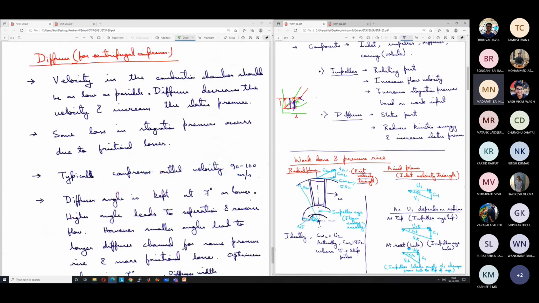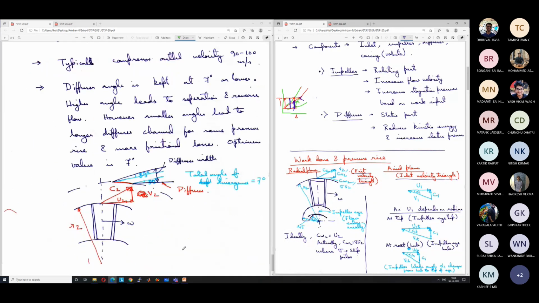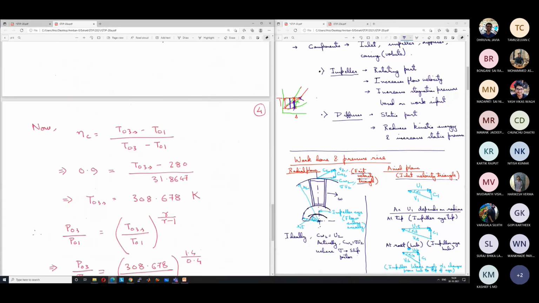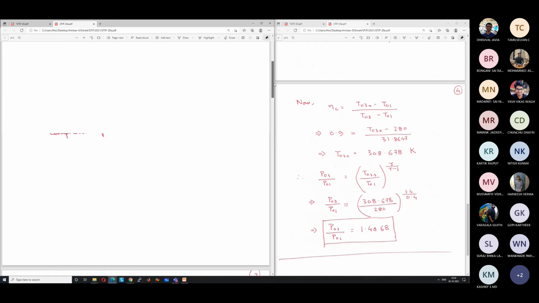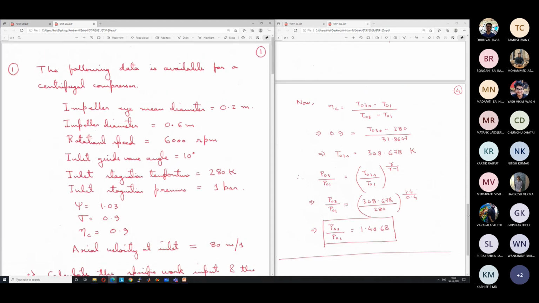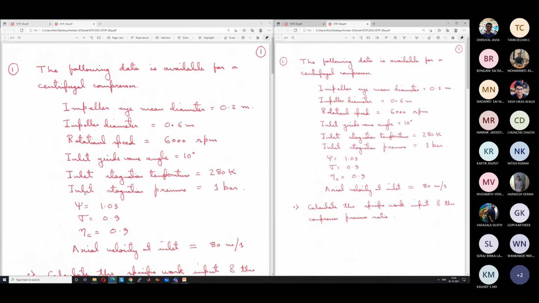clear? Yes, sir. Okay. So let us quickly browse through this problem. Try to finish it in 10 minutes, and then you can try it in more depth later on. The following data is available for a centrifugal compressor. This is based on whatever we have discussed today. We will apply that numerically to get a feel of a numerical problem, because we have just gone through theory. This was not part of the original note, so I have added it as an extra.